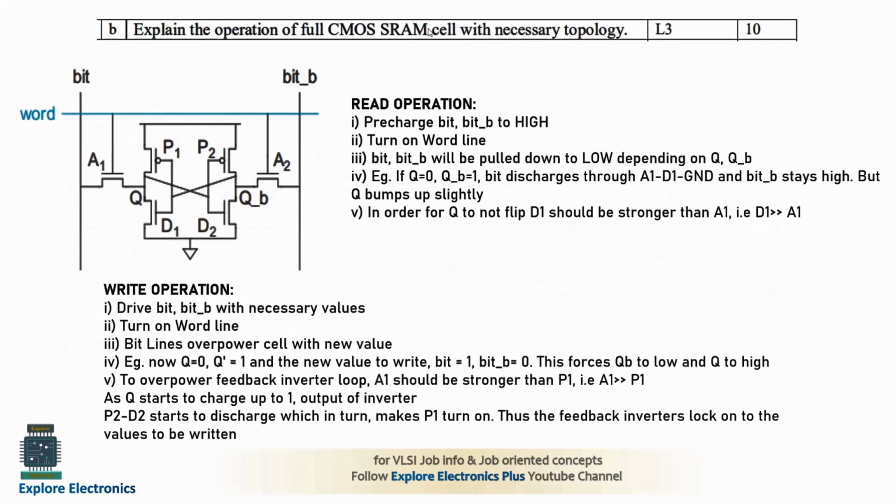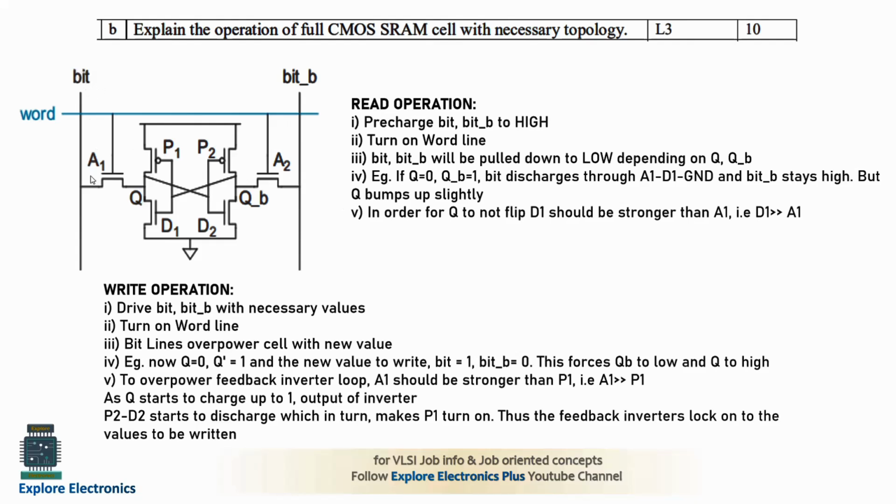The next one is the SRAM cell. The question will be on the working and operation of a full CMOS SRAM cell with the necessary topology. For a CMOS cell, you can write a 4 transistor cell and also a 6 transistor cell. Better to write both, but here I have given only the 6 transistor cell. The 4 transistor cell also looks similar. You can understand this and go back and learn the 4 transistor cell if you want.